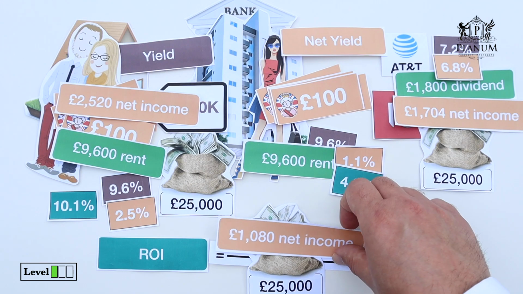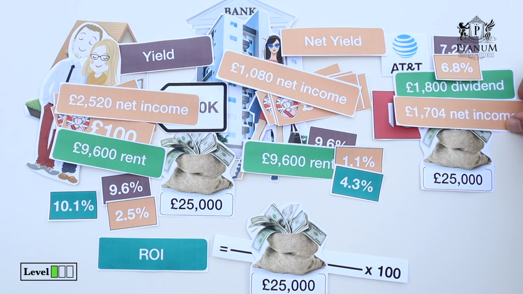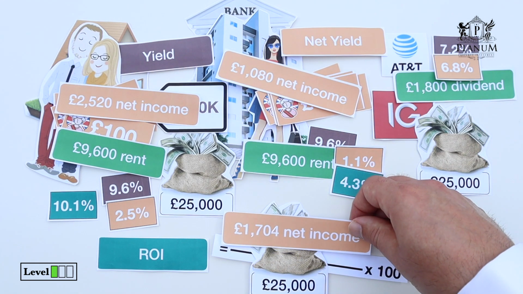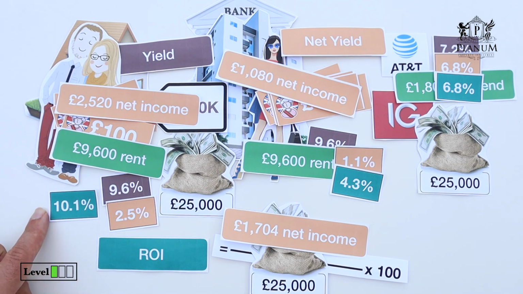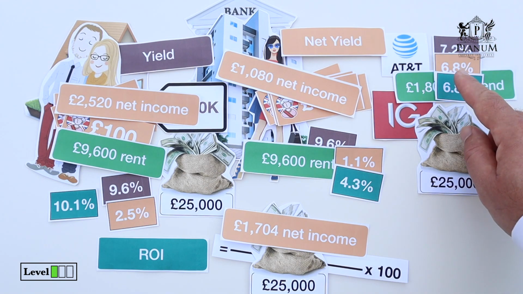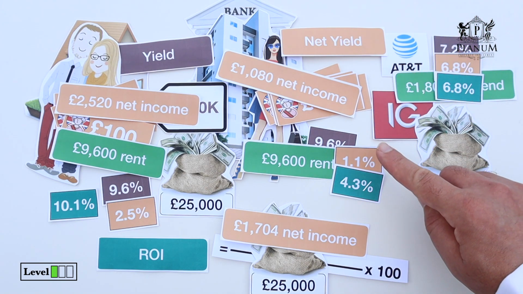And if you repeat this for your shares of stock and divide £1,704 over your initial capital of £25,000, you would expect to come to the figure of 6.8%. Now, it looks like your ROI is a lot more representative of what your investments are doing in the real world. So in this case, your single dwelling is performing better than your stocks, which is performing better than your flat.